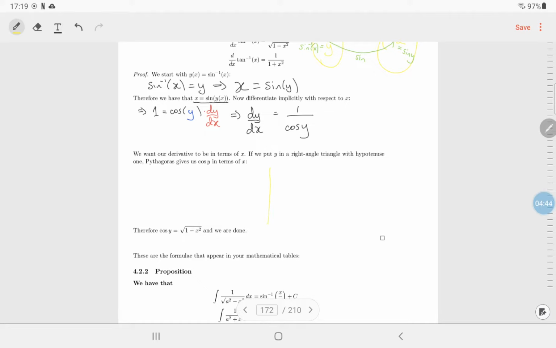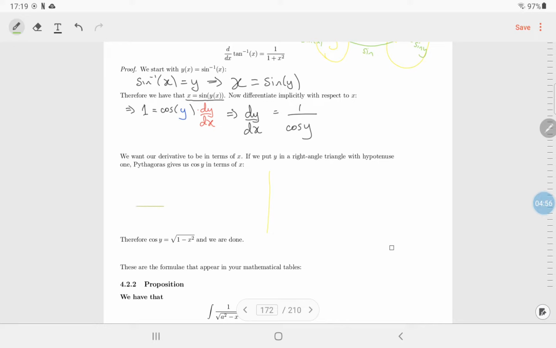So what does it say? x is the sine of y. So if you make a triangle, look at the top of the page: you have sine of y. So y is an angle, make this y. And you've got sine of y is equal to x. Now sine is opposite over hypotenuse, and we want that to equal x. So how about we take this to be x and this to be 1. And what we're trying to look for is cos of y.